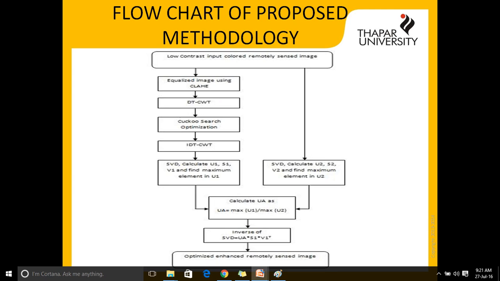Therefore, we took the ratio of the U's of the enhanced and input image to get the correction coefficient, and we multiplied it with S and V, the unaltered part from the enhanced image, and then by multiplying these three, U, S and V, we will get the enhanced image.